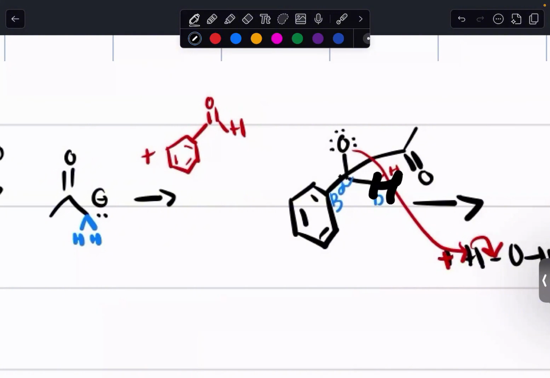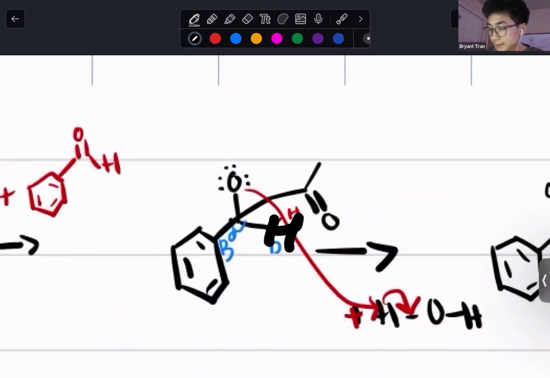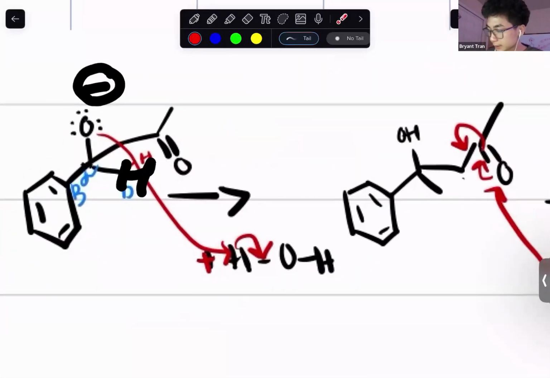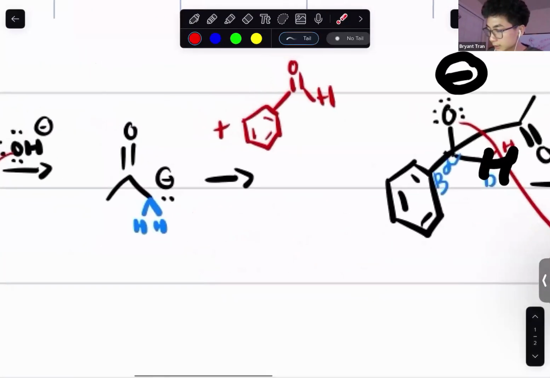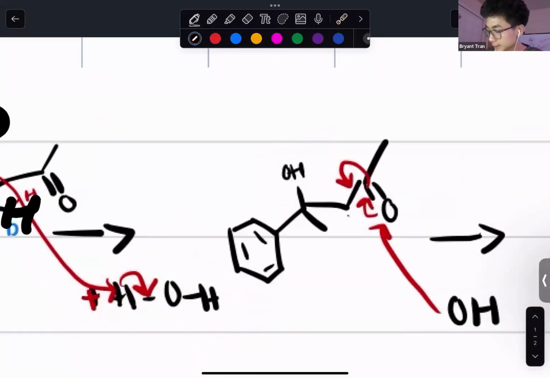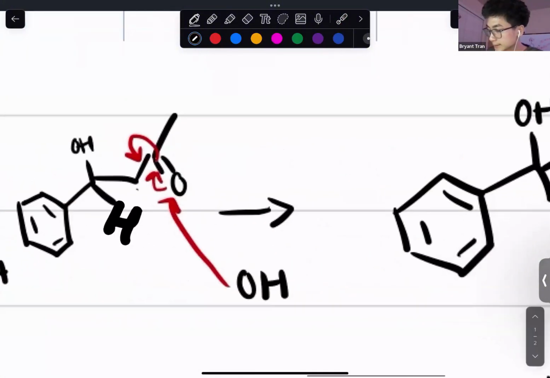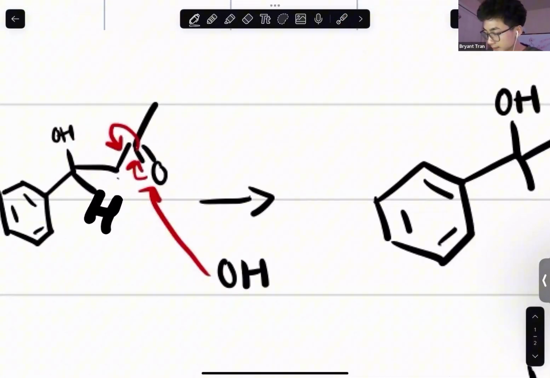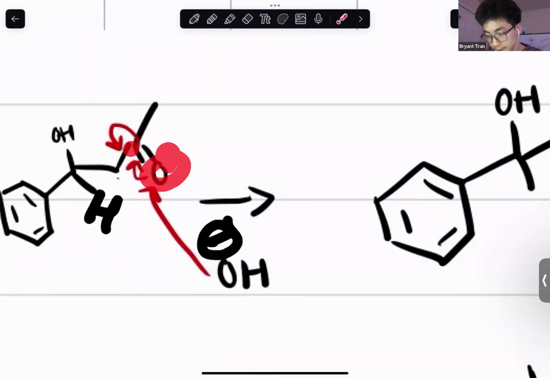From here, this oxygen also has a negative charge, because it has three pairs of electrons and a single bond, which is going to be protonated by the water to become a neutral OH like this. So this right here would be water. Now the next step: this OH minus will not attack the carbonyl carbon or this oxygen here. It's going to deprotonate this alpha carbon right here.